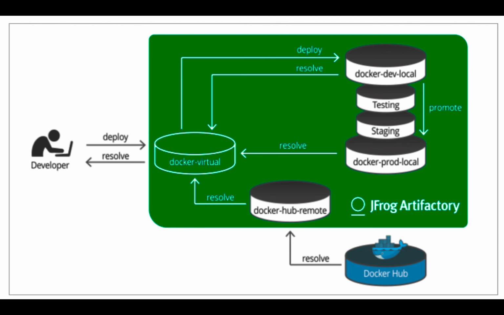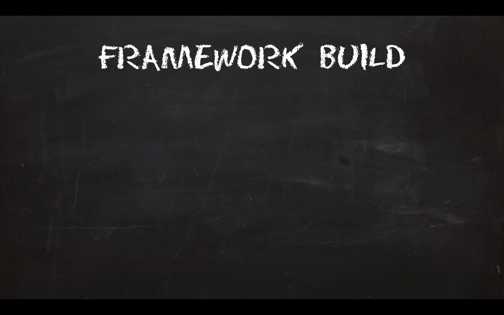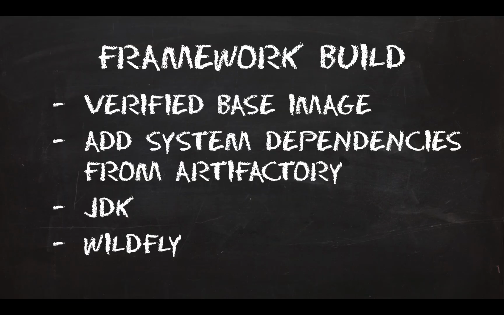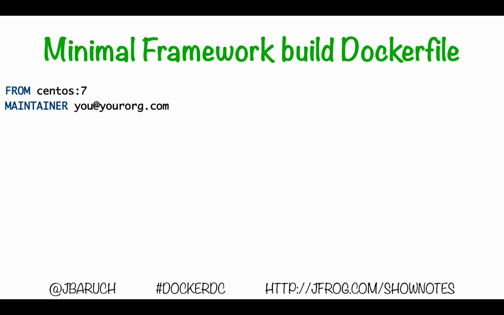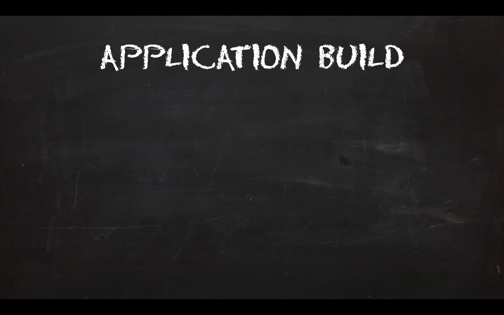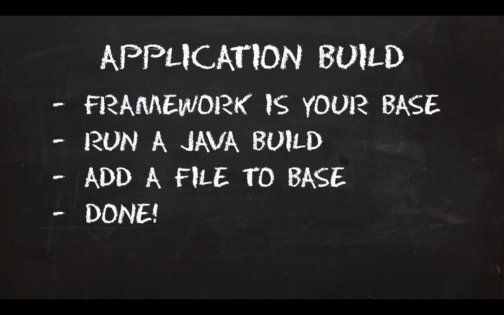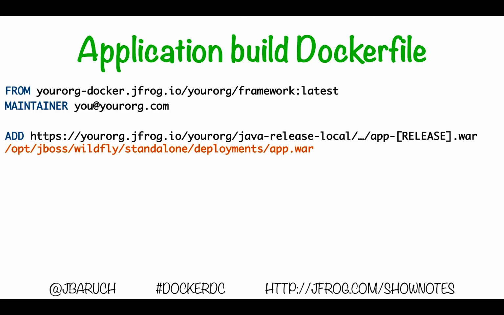Okay, so let's go back to the anatomy of the Docker image. So we spoke about owning your own framework build, and that was that, right? And now we have the other build, which is the application. And if you remember, our application is adding one Java file to the framework build. And that's exactly what we do. Framework is your build, is your base now. You run your Java build or whatever other build to get your application artifact, and then you add this file to your base image, and you're done. This is all you do.